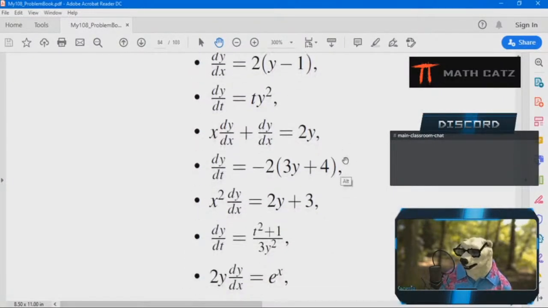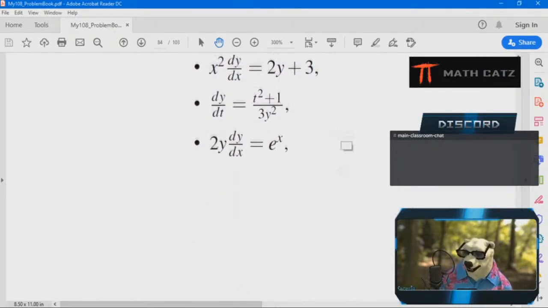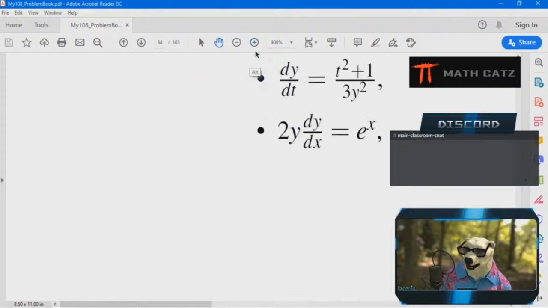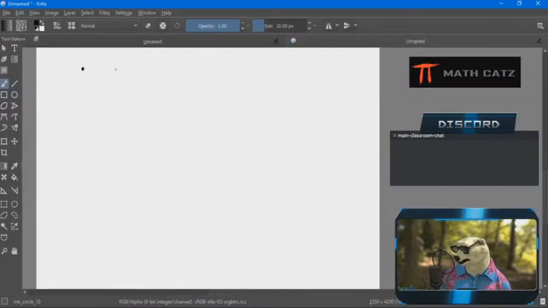Let's see. Let's go this one. Don't want to jump up in complexity too fast. Let's go with that top one. Now I have dy dt, t squared plus 1 over 3y squared. So dy dt, t squared plus 1 over 3y squared. Is that a separable equation? Yes, it is.